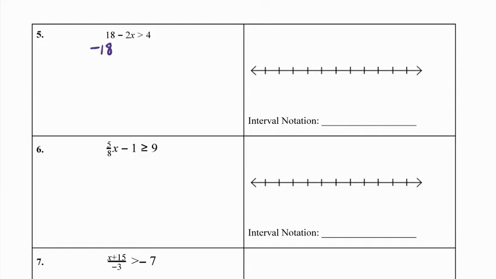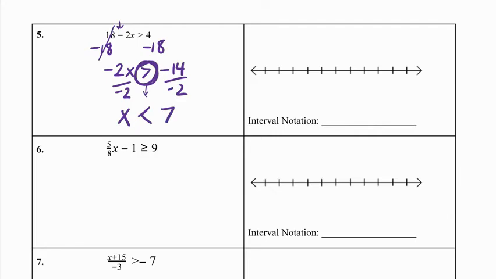Number 5, we need to get rid of that positive 18, so we need to subtract 18, even though it's a subtraction problem, right? What happens is when the 18s are eliminated, we're left with that negative out in front of the 2. And so you have -2x is greater than -14. And just like that problem before, we now have to divide by a negative, which means we need to remember that inequality rule. It goes from being a greater than and it changes into a less than. Negative divided by negative is positive, so x is less than 7.